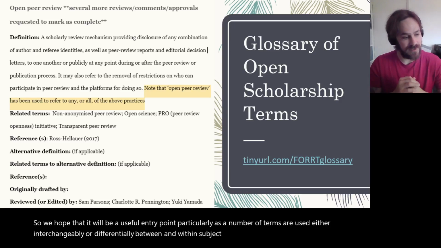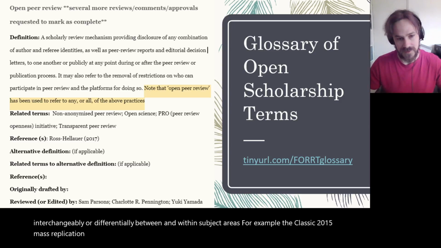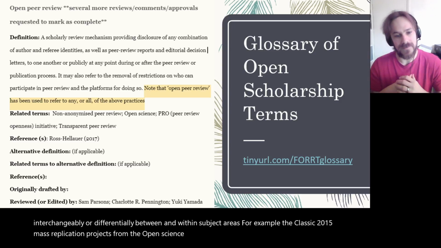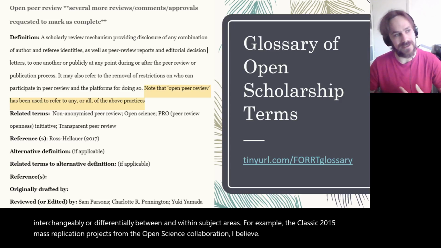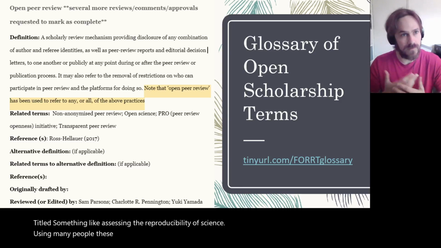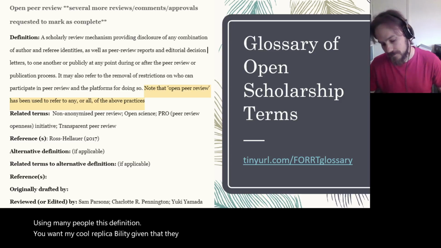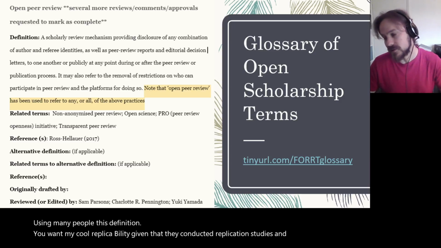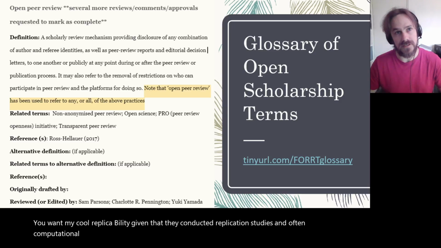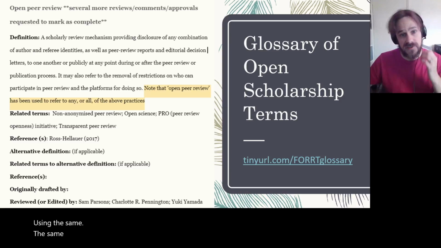For example, the classic 2015 mass replication project from the Open Science Collaboration, I believe, titled something like assessing the reproducibility of science, that using many people's definition, one might call replicability, given that they conducted replication studies, and often computational reproducibility defines using the same data, the same code to produce the same results.